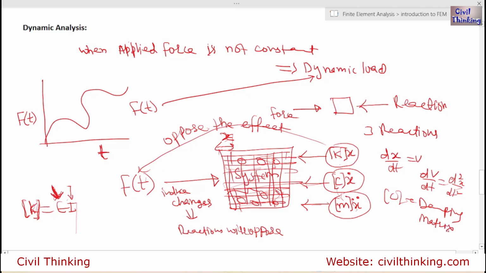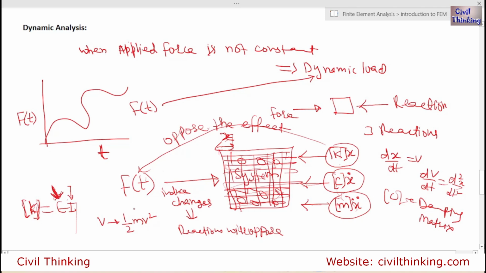Okay, damping matrix. What it does basically: if V is the velocity, then what is the kinetic energy? Half mv square. So the kinetic energy will increase. Then what is going to happen? The body will try to dissipate this kinetic energy.